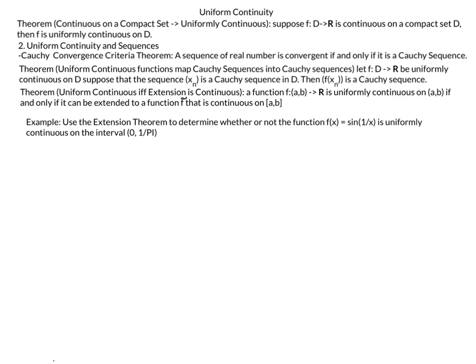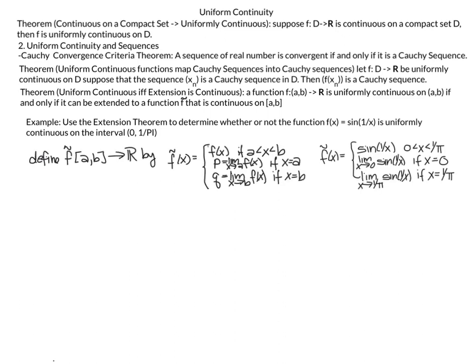An example of this extension theorem is to determine whether or not the function f of x equals sine of 1 over x is uniformly continuous on the open interval 0 to 1 over pi. We will start by defining f tilde of x, which is equal to f of x when x is in the open interval a and b. So in this case, we have f of x equal to sine of 1 over x when x is between 0 and 1 over pi.